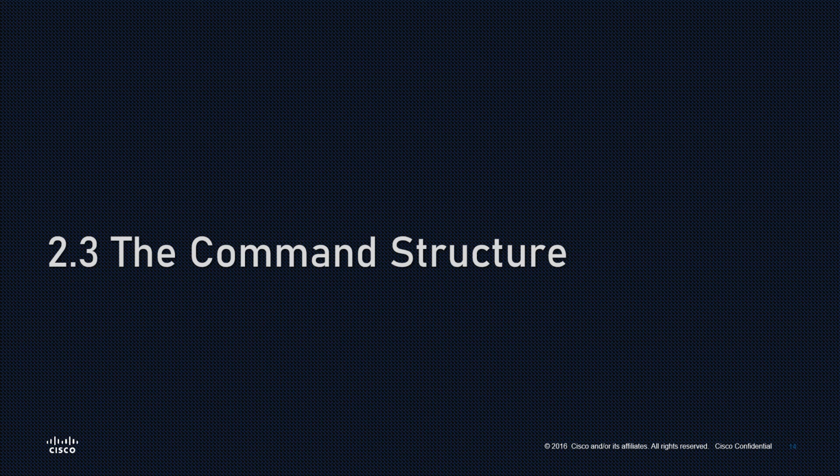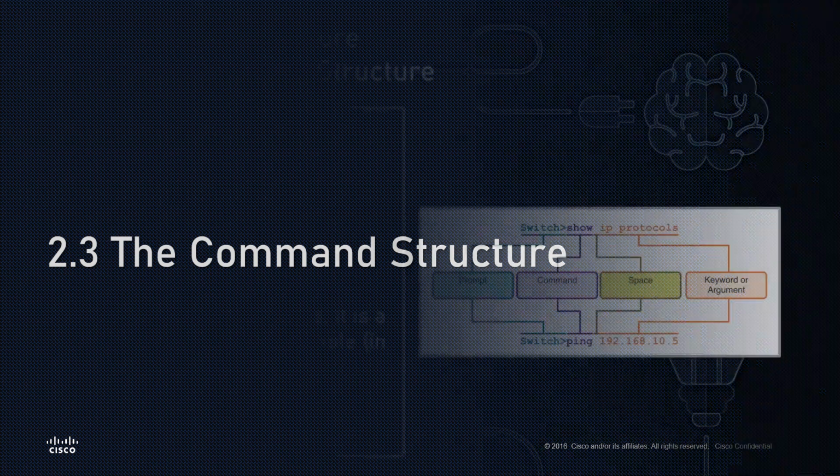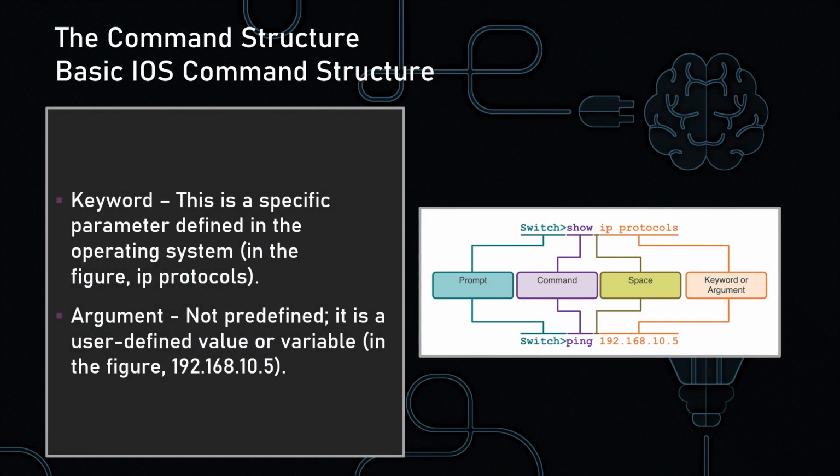So speaking of scripting, we have to understand how the command structure works to be able to pass things from one place to another. So we have 4 main components that we talk about when we talk about the sentence structure or command structure or syntax of iOS. And we have a prompt, which tells us what level or mode we are in, a command, in this case we're using show, a space to separate the command from its arguments, and then the arguments are keywords that allow that particular command to be manipulated. So in this case, show IP protocols or ping 192.168.10.5. These are showing complete commands.